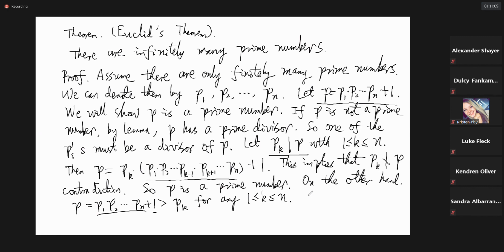So this is a contradiction with our assumption, because our assumption said that P1 up to Pn are all the prime numbers, but you get a larger prime number. So this contradicts that P1, P2, up to Pn is a complete list of primes.